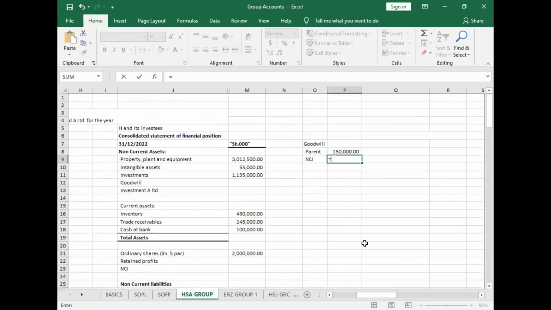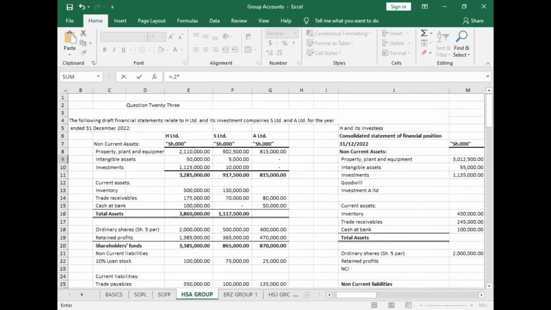So how many shares do they have? The NCI has 20% because the parent has 80%. You multiply by the number of shares. To find the number of shares, it will be the ordinary shares divided by the price per share, which is 5, and all this I'll multiply by 8 to get the fair value of NCI. So this one here will be the fair value of NCI.